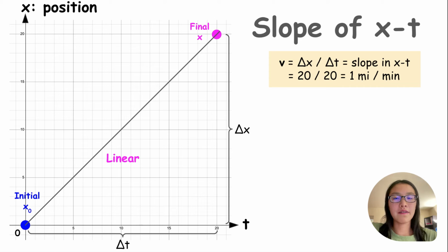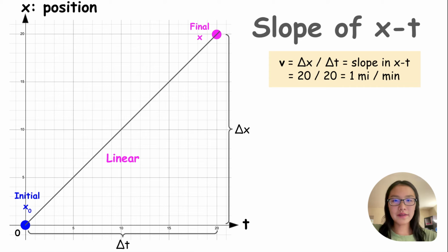In this case, velocity v equals delta x, which is 20 miles, over delta t, which is 20 minutes. So v equals 1 mile per minute. The slope of the linear line in the xt graph is constant, meaning the velocity is constant at 1 mile per minute. This constant slope reflects a steady velocity.